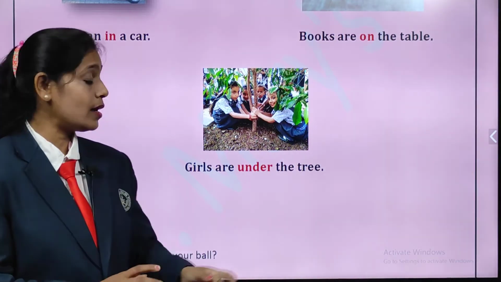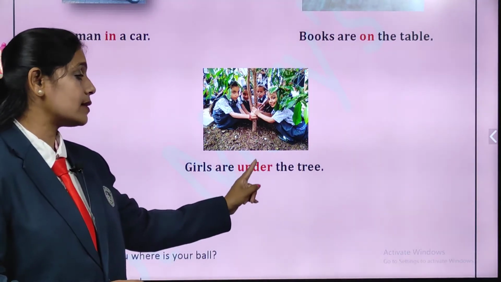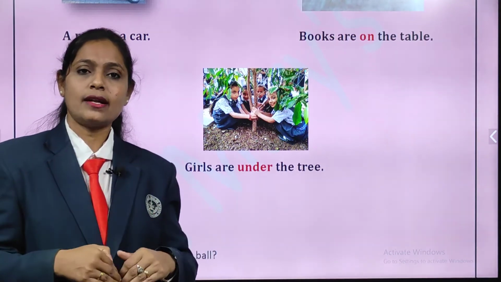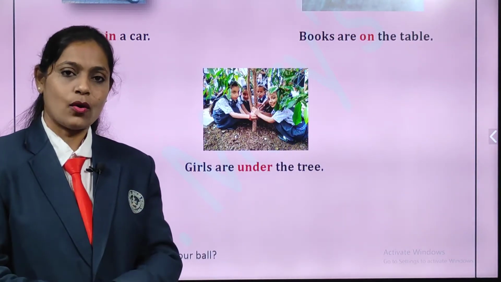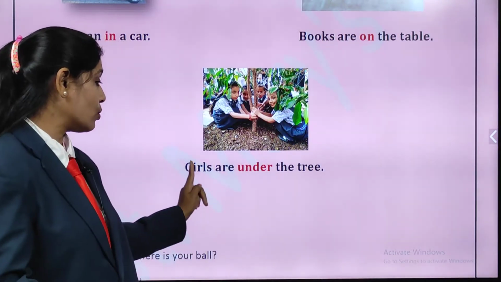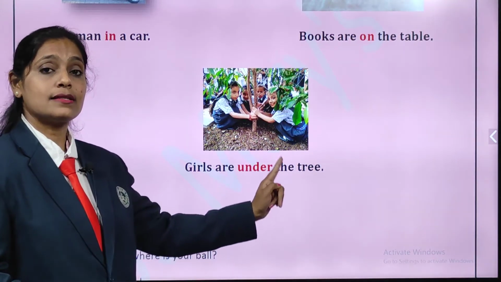What are you going to say, children? Girls are under the tree because they are down. The tree is there and they are down. They are under the tree. So we are going to say girls are under the tree.